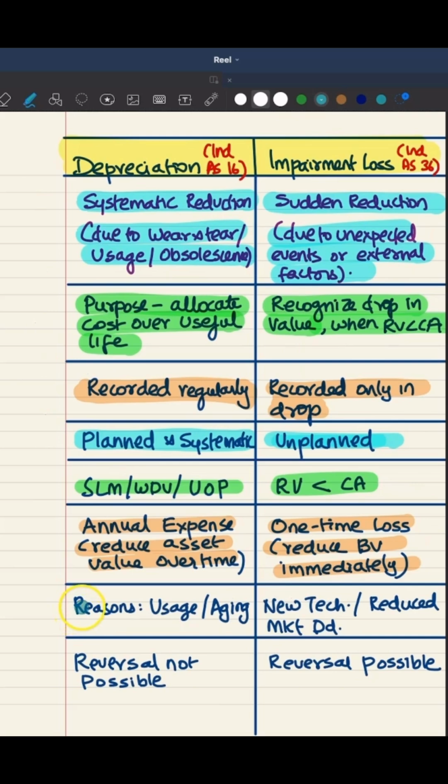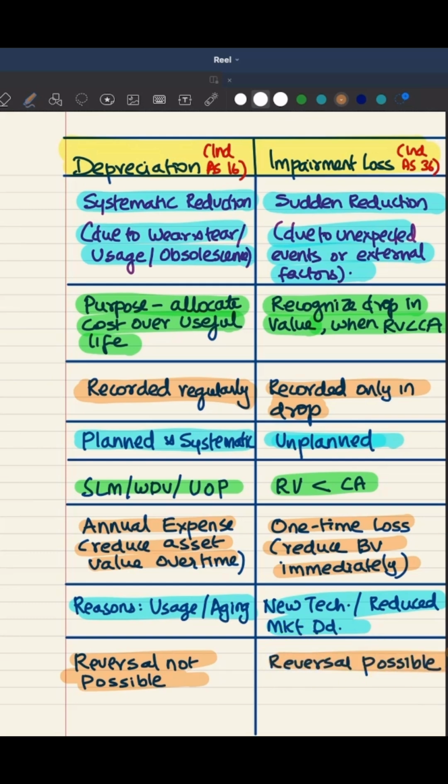If you look into the reasons, depreciation can arise because of usage, aging and all. But impairment loss can arise because of new technology or reduced market demand and various reasons. Depreciation once provided cannot be reversed. Reversal is not possible. But in impairment, reversal is possible.